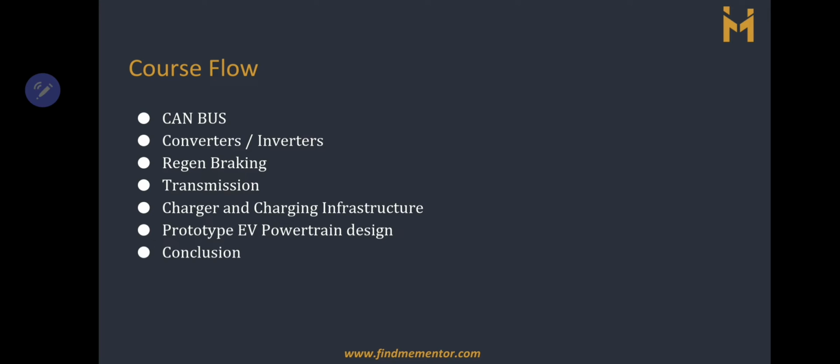So this section 11 will be CAN bus. In this, we'll understand what CAN bus is and how it works. Why do we actually need CAN bus? And then we'll see the various types of CAN bus. We'll then go into the converters and inverters. Okay, so between regenerative braking and the converters and inverters, we'll have one more section which I forgot to mention over here in the slide, which is E-differentials. And after the E-differentials, we'll have the regenerative braking.